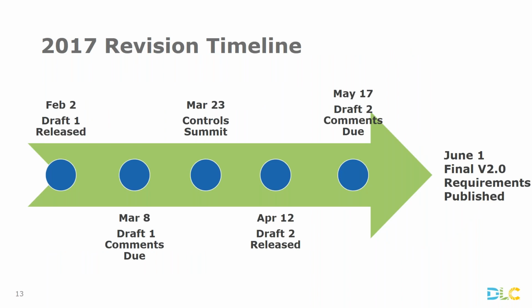You can see the timeline of how this worked this year in 2017. We issued the first draft of version 2.0 on February 2nd. Comments were due on March 8th. We then held our control summit in Atlanta. This is something we do every year, where we bring stakeholders together, whether you're a manufacturer or a utility energy efficiency program or a distributor, to talk about what's been proposed, the comments that we've heard back from stakeholders, and decide a path forward around some of these topics. Based on that discussion at Control Summit on March 23rd, we then issued a second draft on April 12th. Comments were due on May 17th, and then we issued the final version of 2.0 on June 1st. We expect this process will look very similar in 2018.